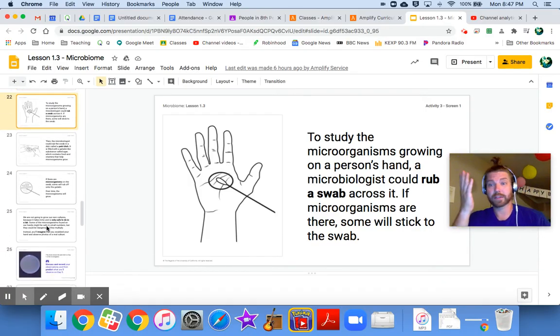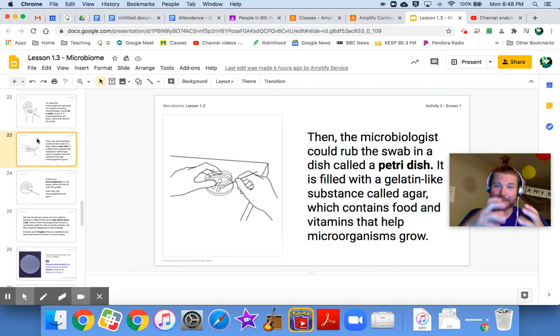Let's say you wanted to study the microorganisms on your hand. They would take a swab. Oh, we all know what swabs are now, right? Very familiar with that. And you would rub it across your hand. The idea is that some of the microorganisms are going to stick to the swab. Then you take a petri dish with what's basically food for the microorganisms inside of it, and you rub it on there. So some of the microorganisms are going to rub off your swab into this petri dish, into this big thing of food. They are happy.